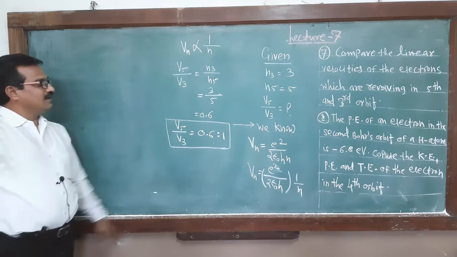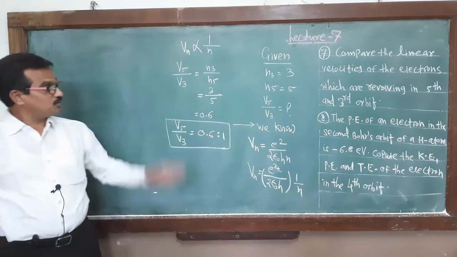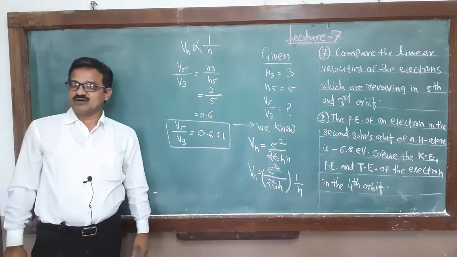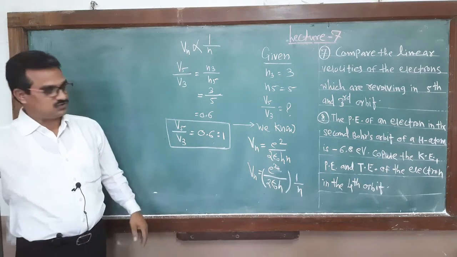Very simple. Remember this, very important: velocity is inversely proportional to the principal quantum number. This is a very important equation. From that we can find this solution.